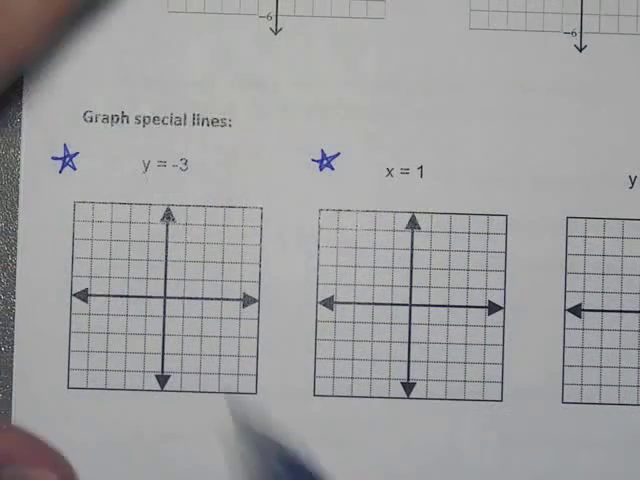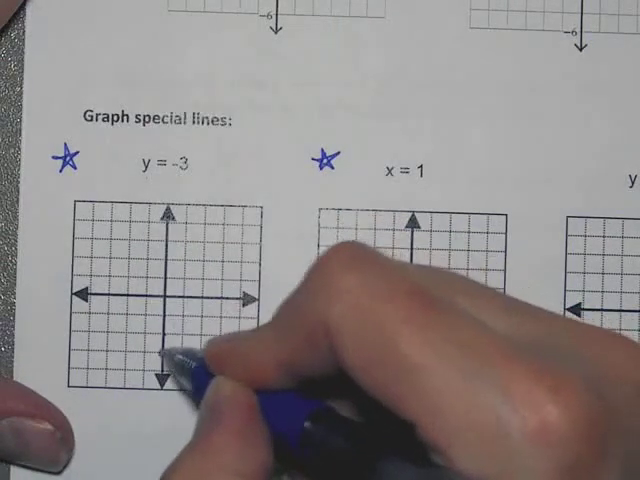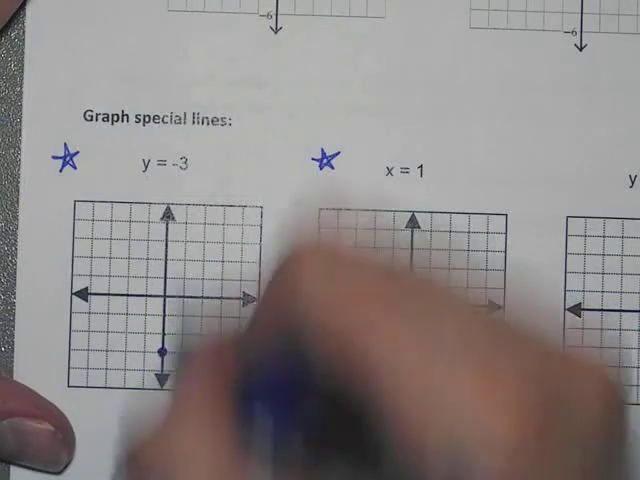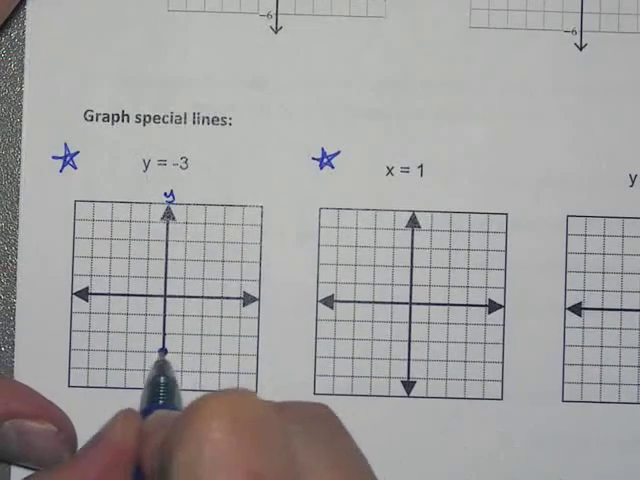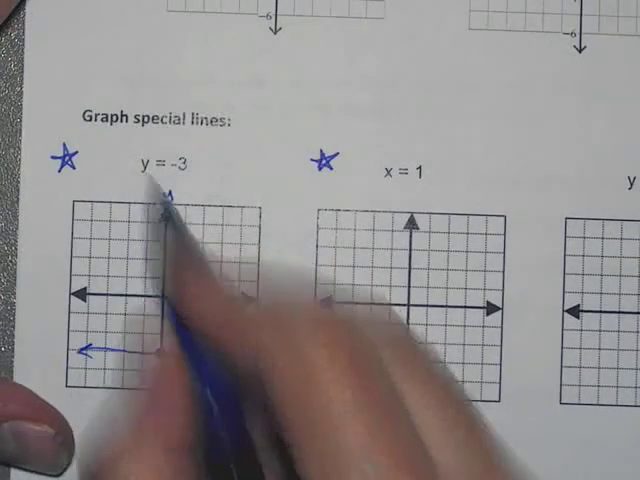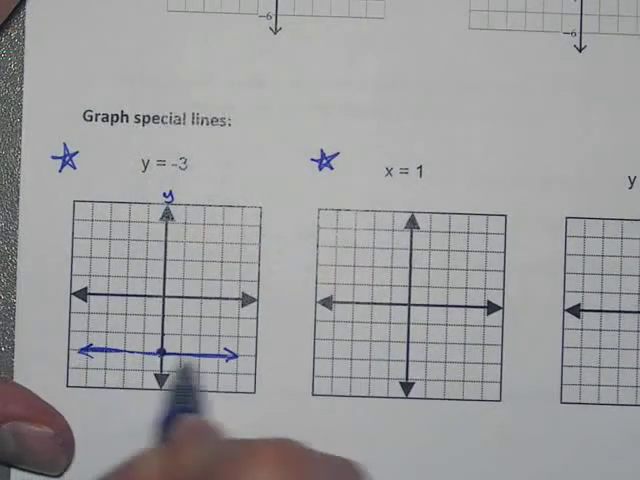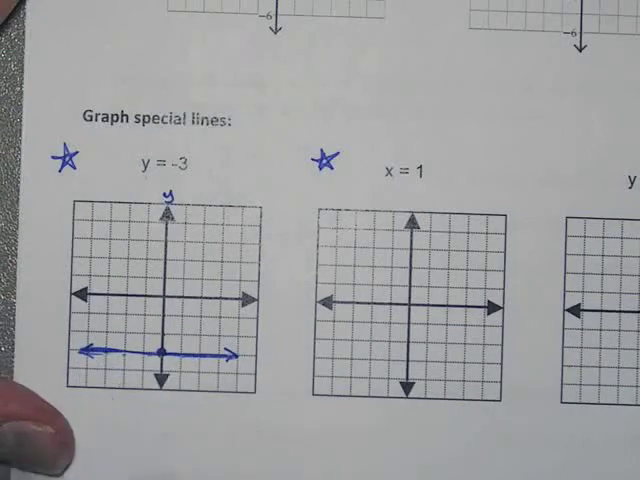So what I'm going to do here, y equals -3. I'm going to go down 3, 1, 2, 3, so that I'm at y equals -3. This is my y-axis right here. So y equals -3. Well, I'm going to draw my line horizontally. So whatever letter is in the equation is the axis that we cut through. So every point on this line, y equals -3.